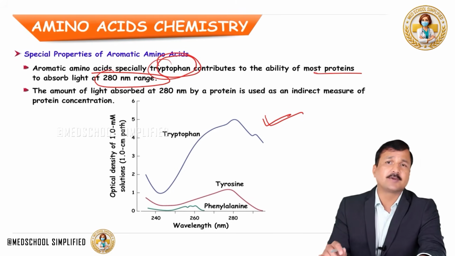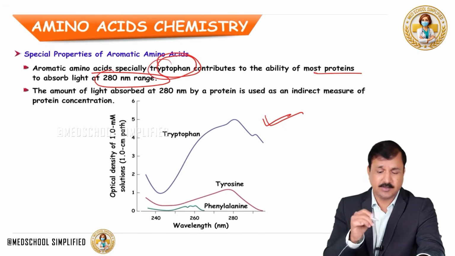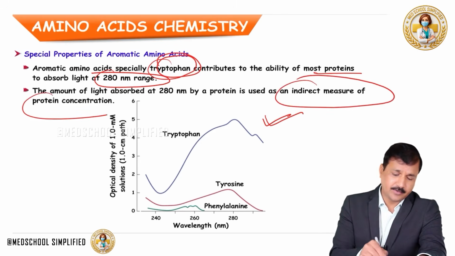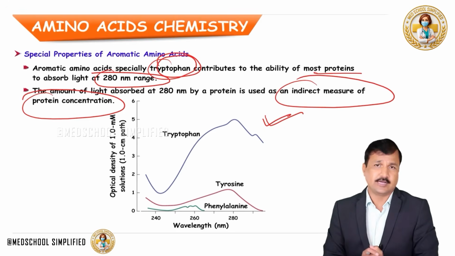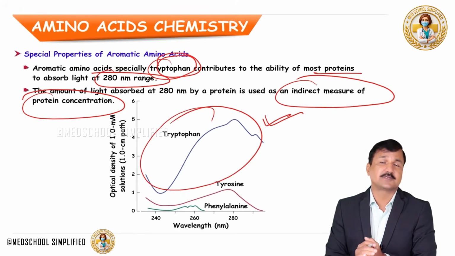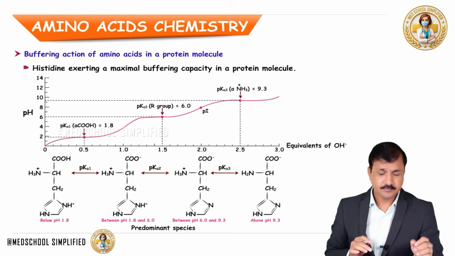Now, this property of absorption of light at 280 nanometers, especially by tryptophan, is used as an indirect measurement of protein concentration in a solution using ultraviolet light. Remember the role of tryptophan in absorption of ultraviolet light at 280 nanometers.